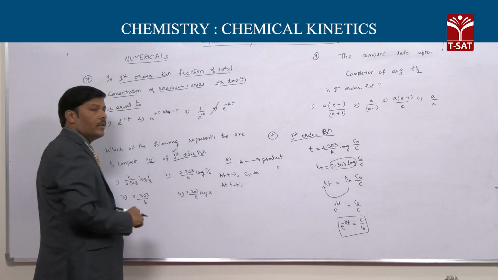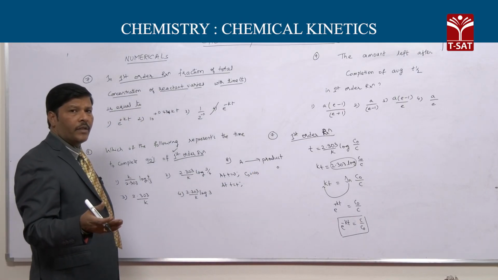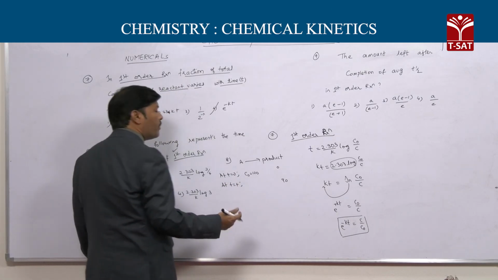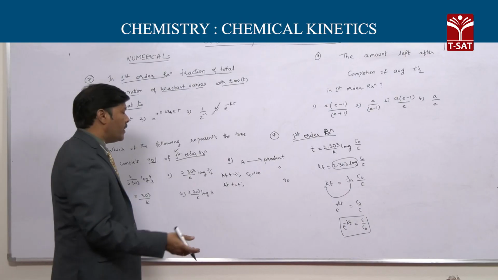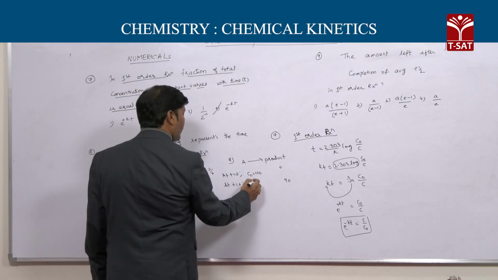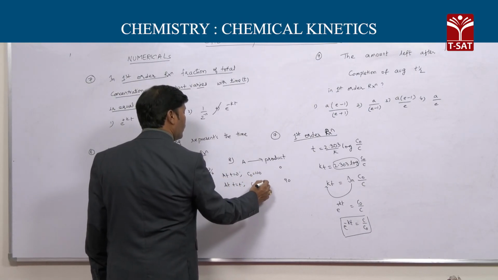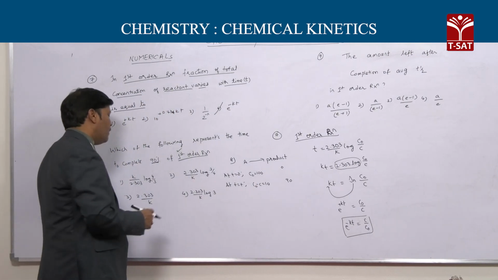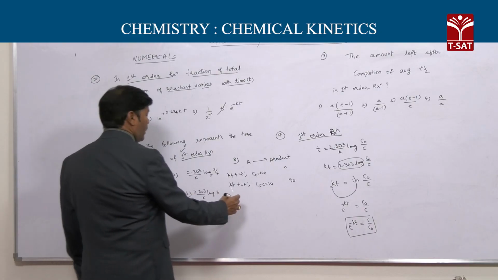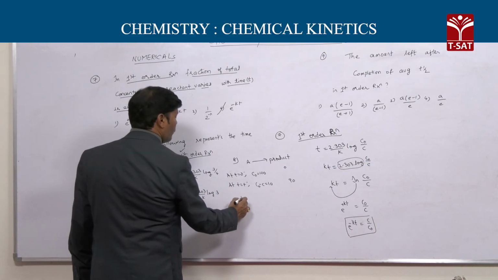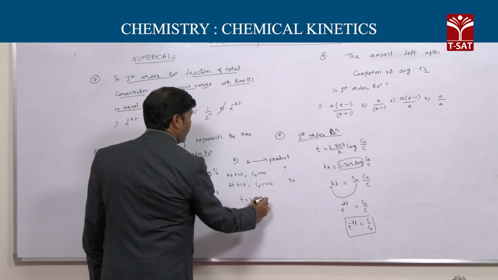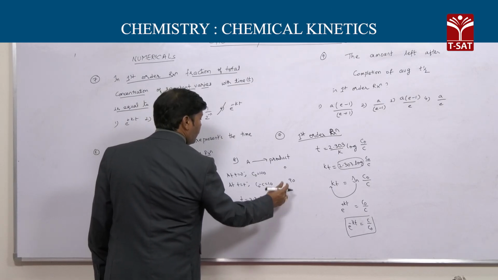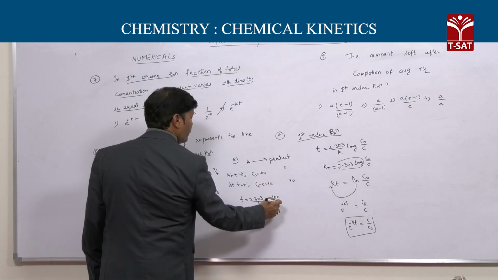At T is equal to T, out of 100%, he says that 90% of the products have already been formed. So that means only 10% is remaining. If 90 moles per liter of products have been formed, then at T is equal to T, C0 minus C is only 10 moles per liter, which is left out. So directly you can apply the formula, T is equal to 2.303 divided by K into log of initial concentration 100, over the remaining concentration at T, which is only 10.